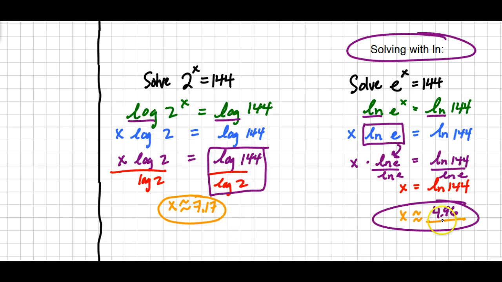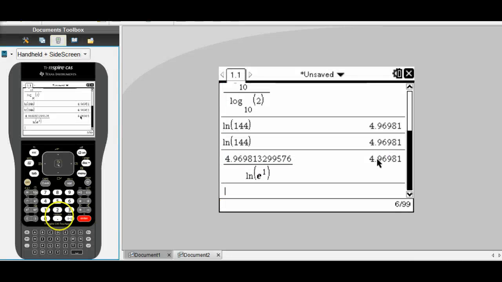Before we move away from these examples to try some word problems, I just want to point out one other thing. You could utilize either a log or a natural log when you're solving. So if we did this problem again and we just changed the logs to natural logs, you would have ended up with the same answer. Let me just illustrate that real quickly by typing that in. If we do natural log of 144 divided by the natural log of 2, we should get the same answer.